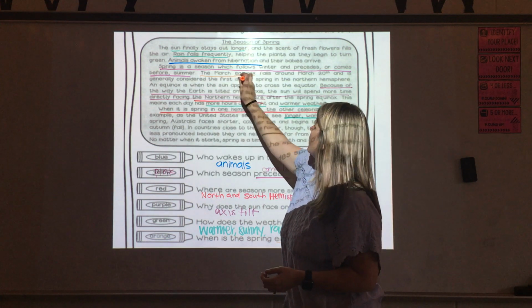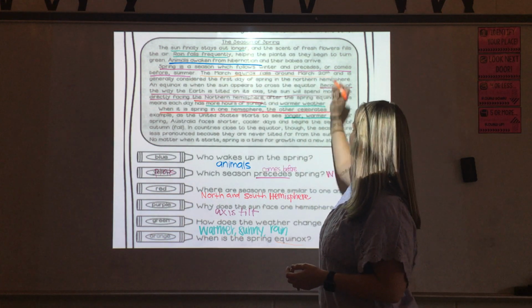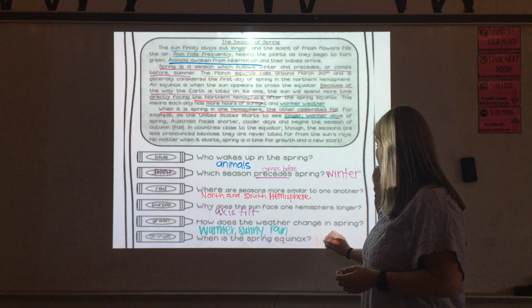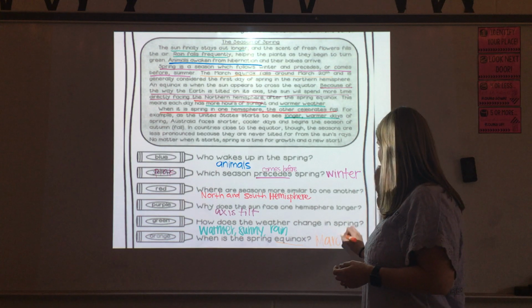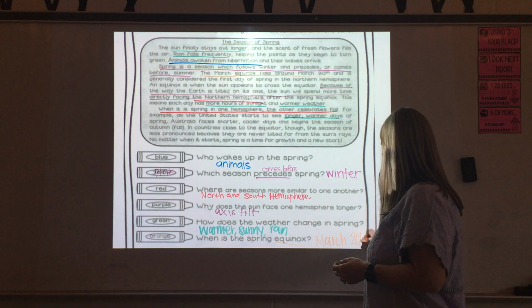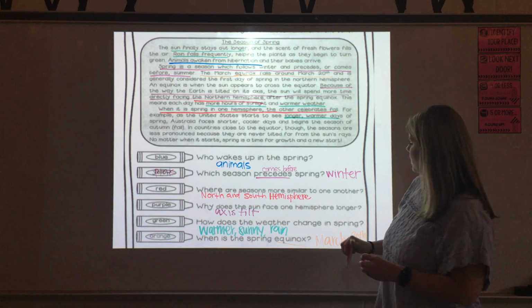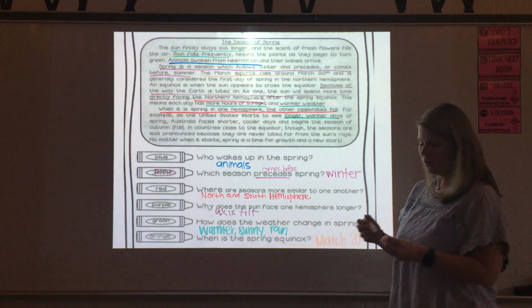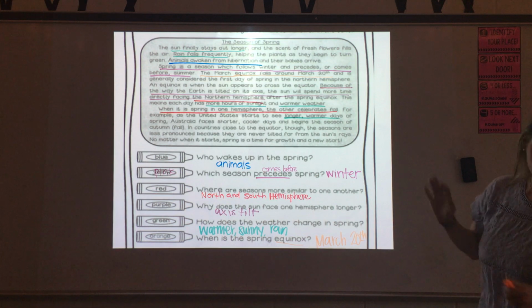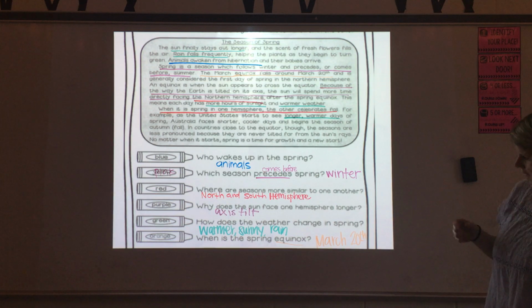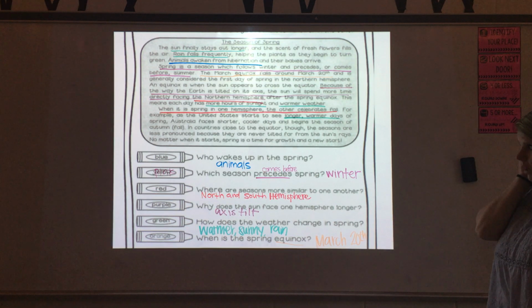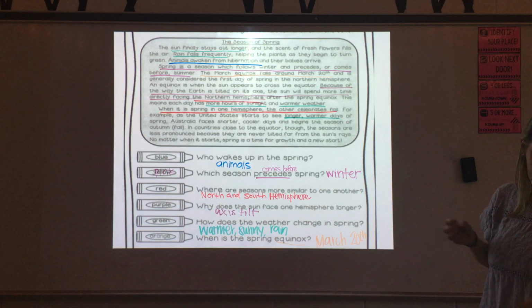So I can see the March equinox falls around March 20th, which is soon, or actually today. All right, so that's going to be everything for that page. Give you just a second if you need to pause on that to get any of those answers done or corrected or anything.